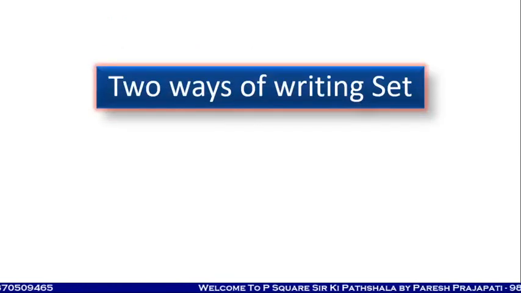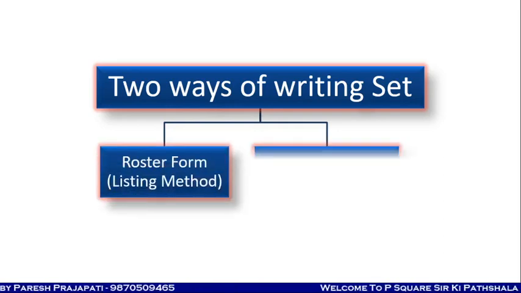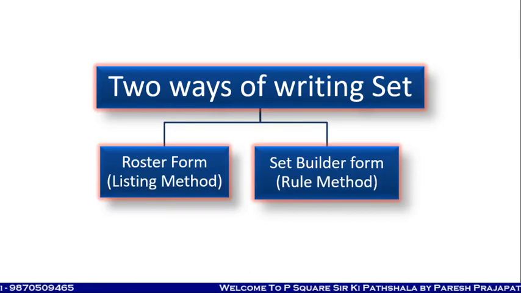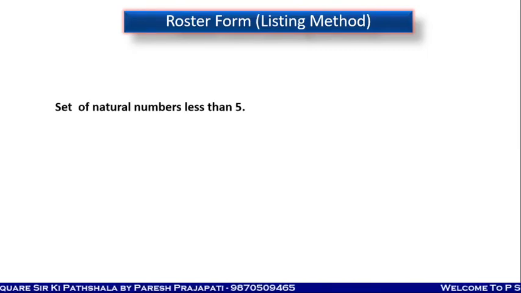Next, we will see how to write a set. There are two ways of writing a set. The first one is roster form or listing method. The next one is set builder form or rule method. Let us start with the roster form, that is the listing method. Let us understand with an example. Set of natural numbers less than 5. As we know, less than 5 there are only 4 numbers, that is 1, 2, 3 and 4. So this answer is nothing but the elements of the set.